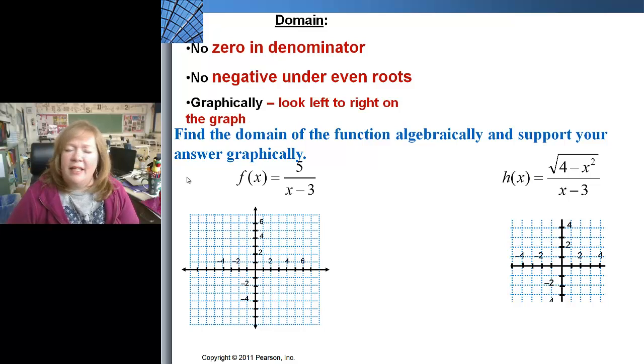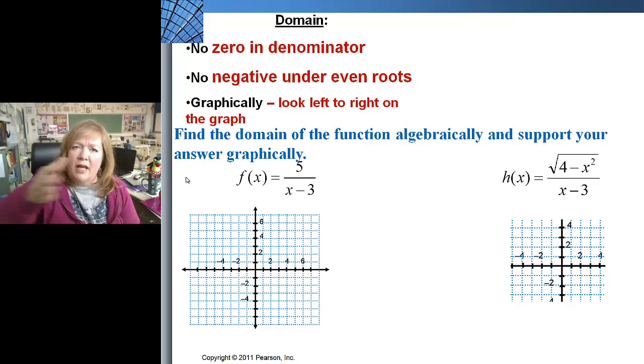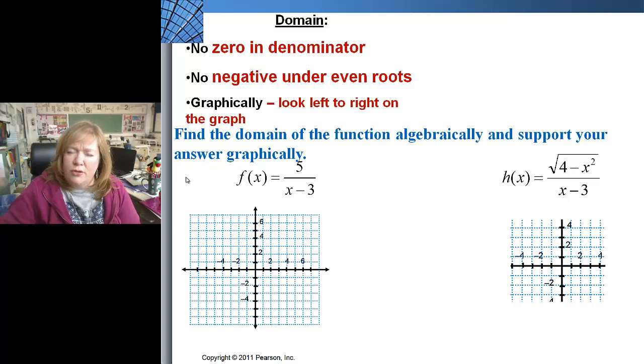And graphically, this is the easy thing. When you're talking about your x's, you're going to look left to right on the graph. You look going across. Are there y values for all of those x's? If there are y values for all of those x's, you know the domain is all reals. So you're kind of looking for what you can't put in for x.